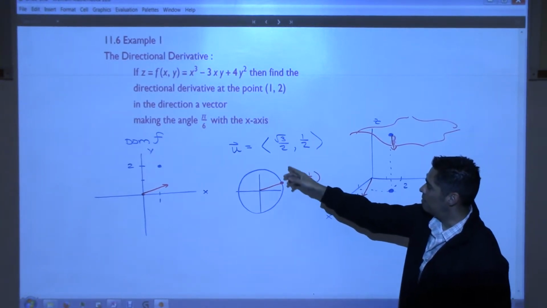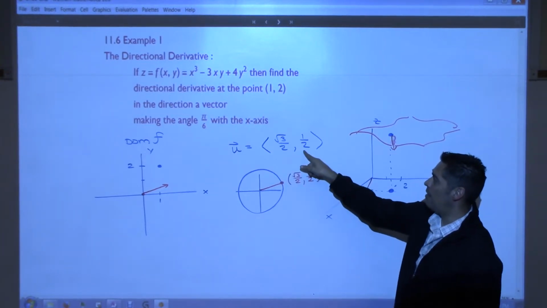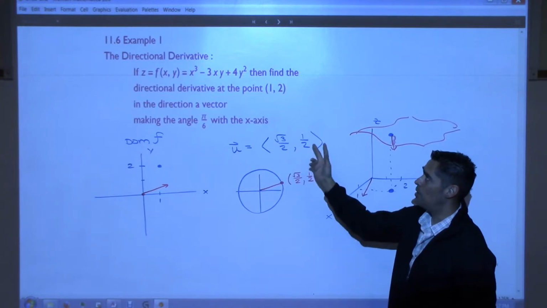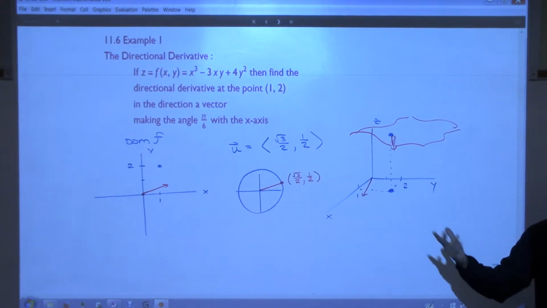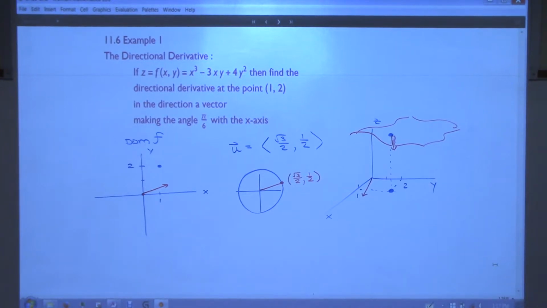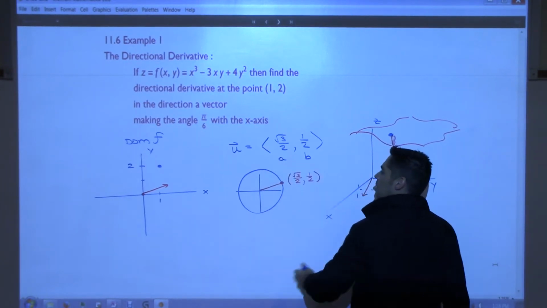What's the magnitude of this? Square that. 3/4, square that. 1/4, 3/4 plus 1/4 is 4/4. That's 1, take the square root. So yes, it is a unit vector. Okay, so that's it. We have everything we need. This is A, this is B, and we just go to the formula.